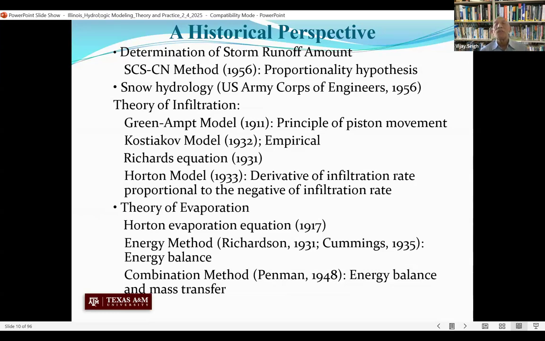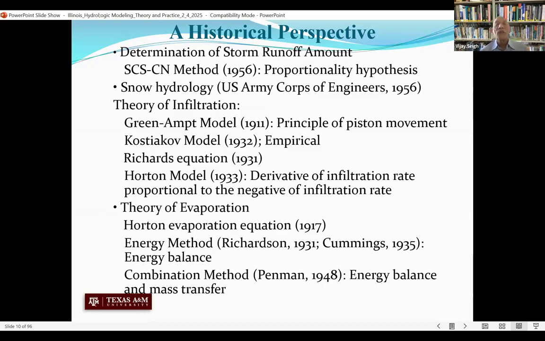Then around the same time, the Army Corps of Engineers wrote a treatise under the title of Snow Hydrology, which is still a landmark contribution. They developed all kinds of relations for snowmelt runoff, particularly the degree-day factor. That method was developed in 1956. All this was confined to surface runoff modeling, considering both the time distribution of discharge as well as the runoff amount.